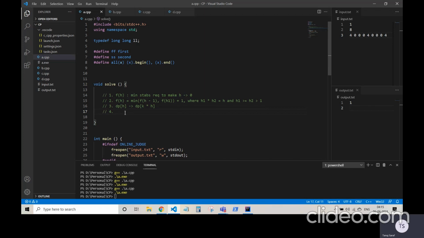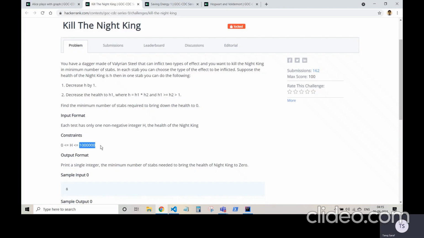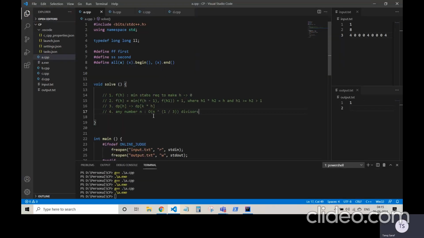So when we actually move backwards, any number n is said to have order n to the power 1 by 3 divisors, right? And since over here the h is going till 10 power 6, if I were to keep iterating over all the divisors of n, then it would probably time out, right? Because this is still a big value.